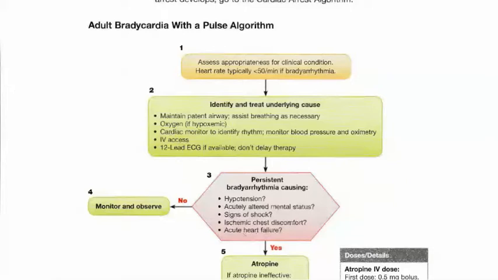So today what we're gonna do is reviewing the adult bradycardia algorithm. Okay, so what is the first step? The first step is to identify the problem and to identify the medical condition of the patient.